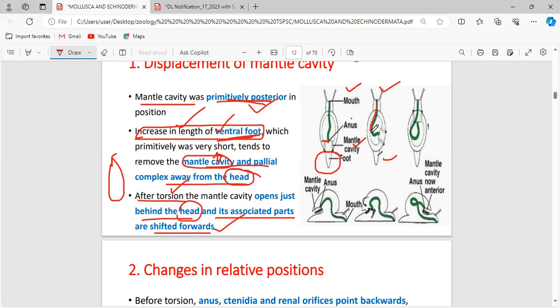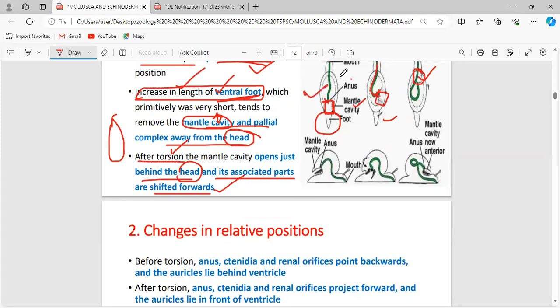Okay, and initially the mantle cavity is present in the posterior region. As a result of torsion, it starts to rotate along with the anus region. Now, after torsion, it is present in the anterior region. Clear? This is the dorsal view, and the lateral view is, see, this is the mouth, and this is the anus, this is the mantle cavity, this is the anterior end, and this is the posterior end.